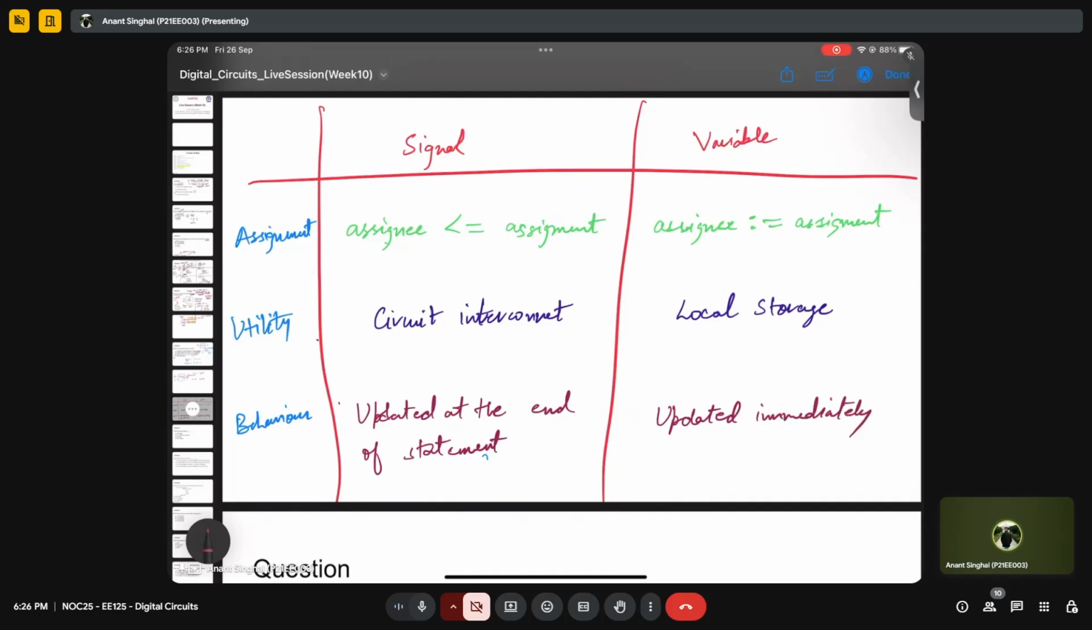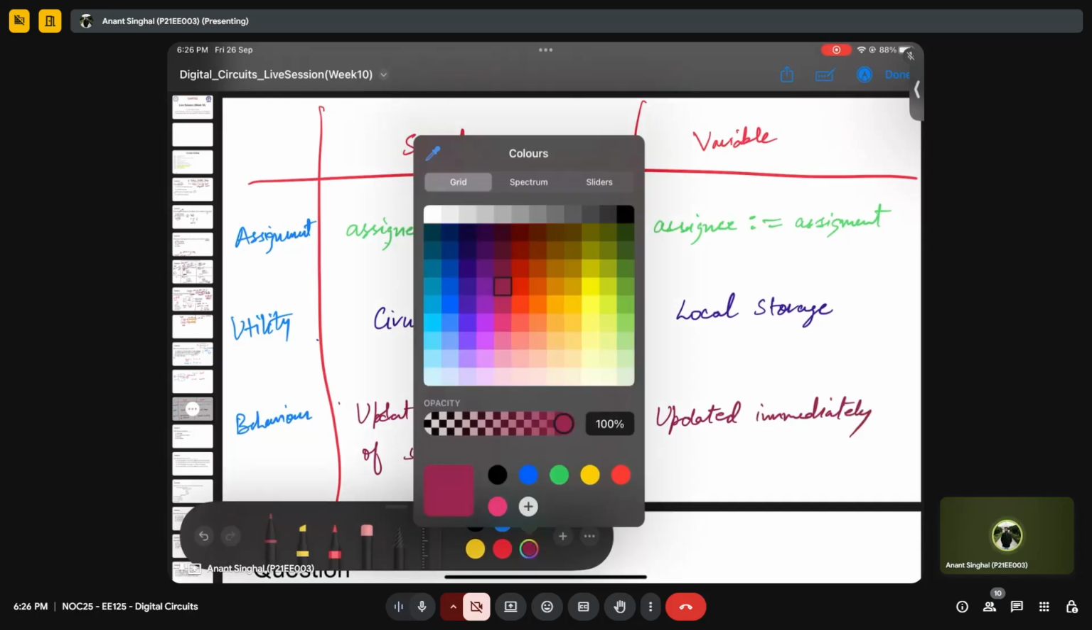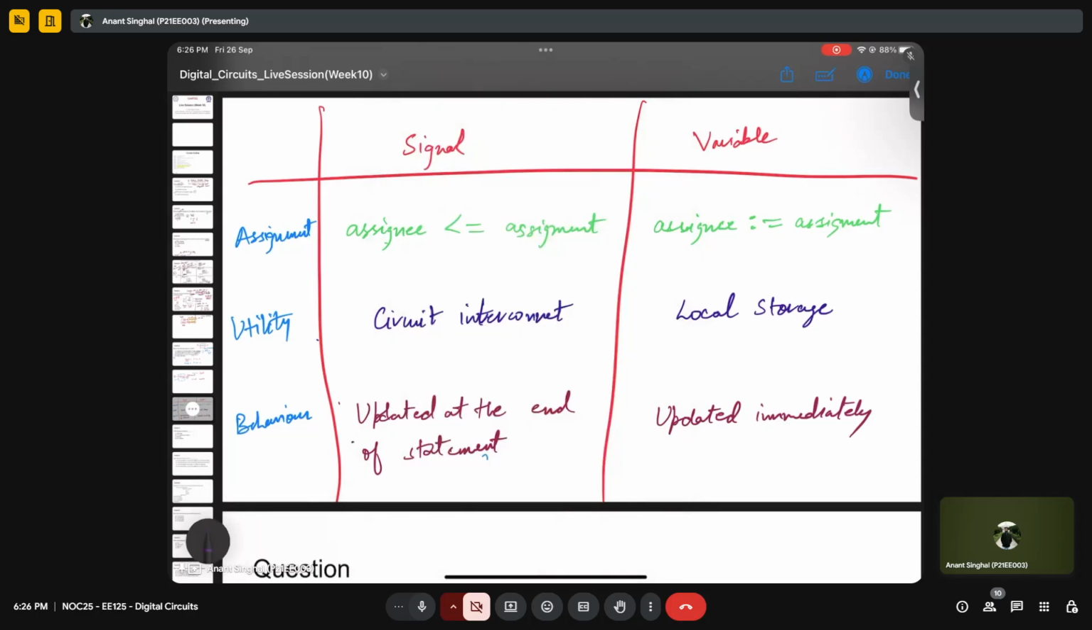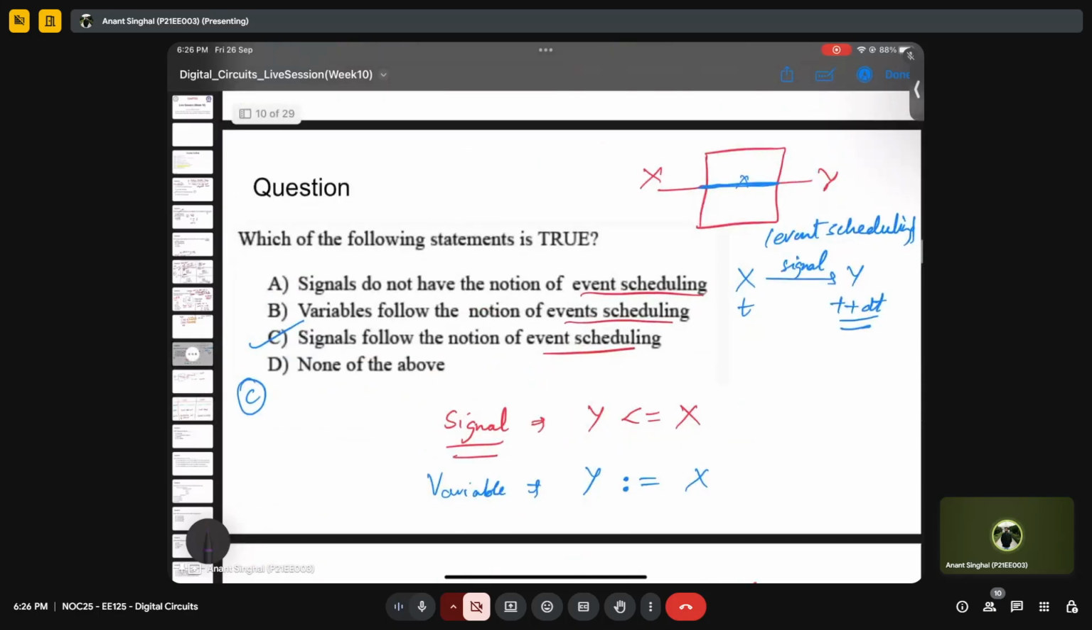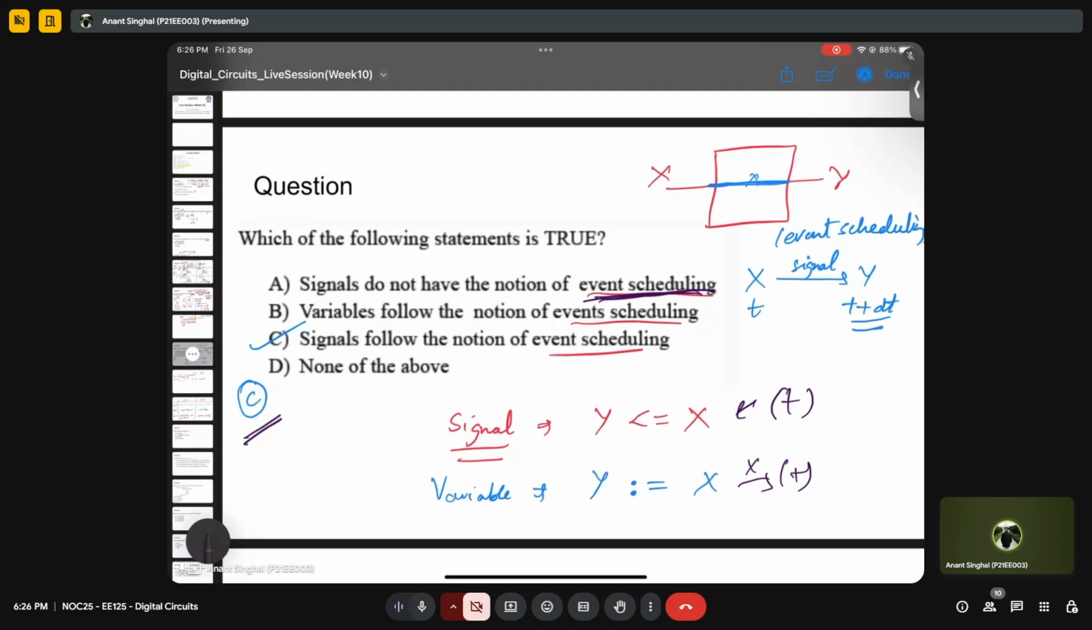So these are the three key differences that you will see between a signal and a variable. Just to give you a clear idea about event scheduling, the signal is dependent upon time, but the variable does not depend upon time. That is why the correct answer to this problem was C, that signals follow the notion of event scheduling. Is it fine? Does it make sense?